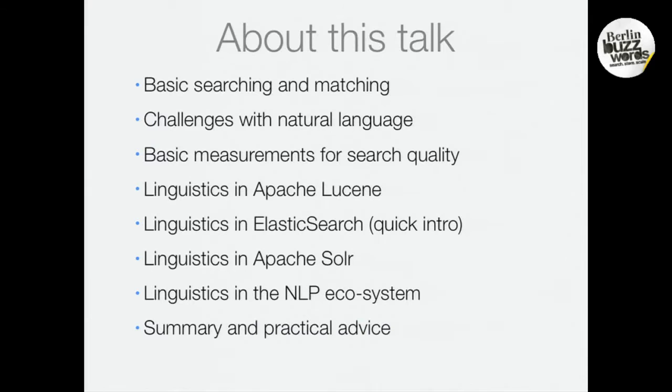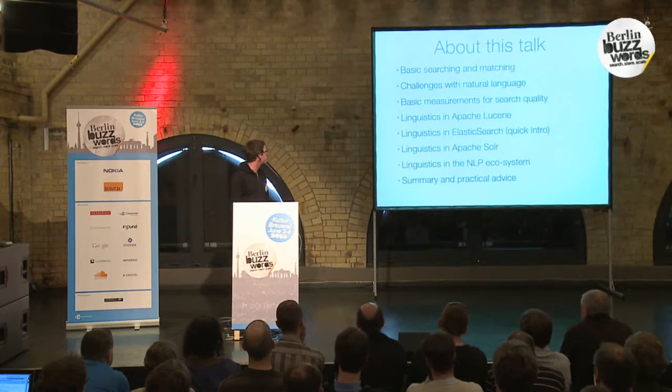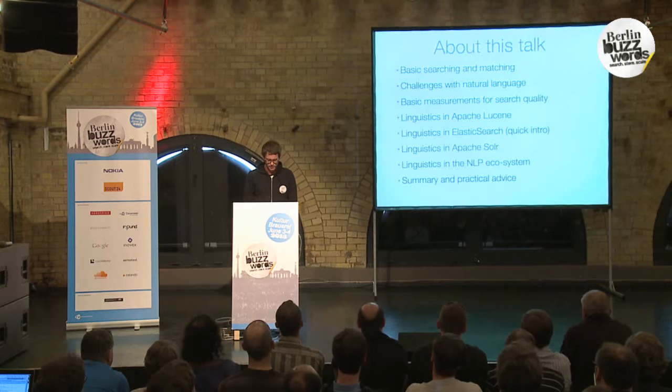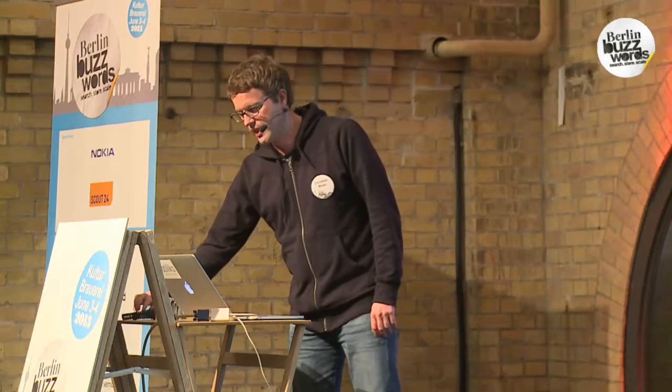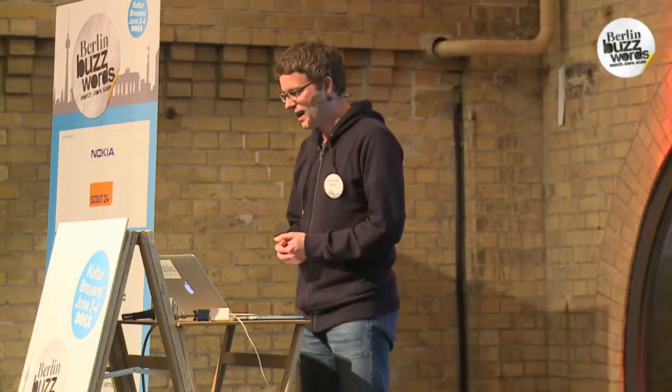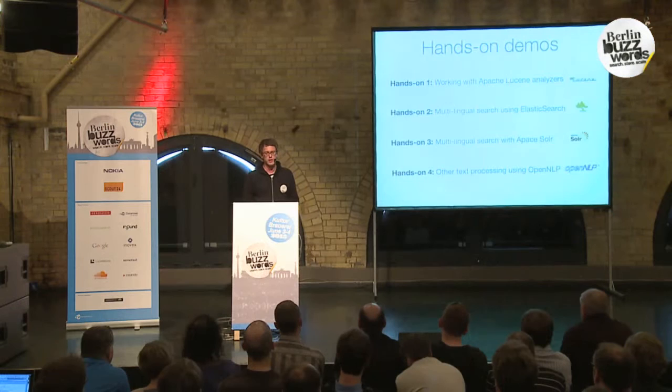So in our talk today, these are the things that we'll cover. We'll talk a bit about basic searching and matching. I'll introduce some of the challenges with natural language and search, talk briefly about some basic measurements for search quality, and then we'll go into how some of these NLP things work in Lucene, ElasticSearch, and Apache Solr. And we'll also talk a little bit about the NLP ecosystem. I'll also try to do some hands-on demos, as many as we have time for. All of the code for this and how to run these things will be available on GitHub after this talk. So if you're interested, you can go there and have a play yourself.